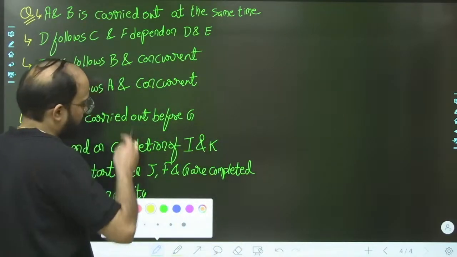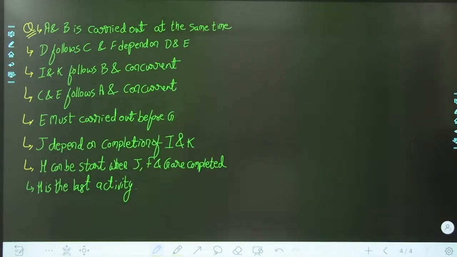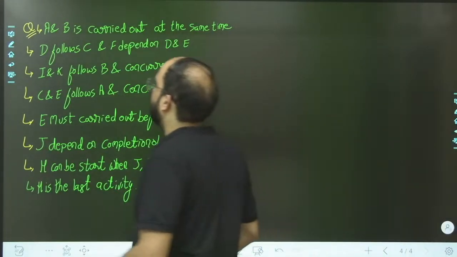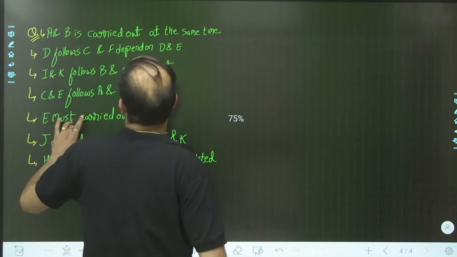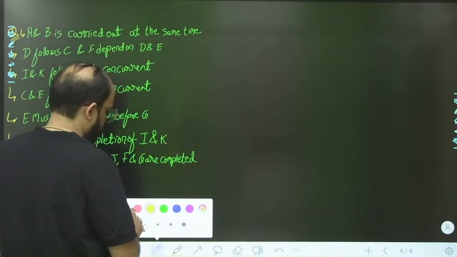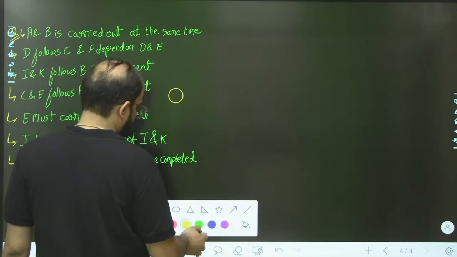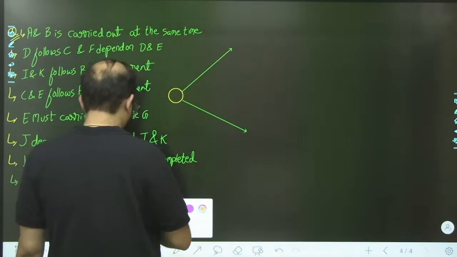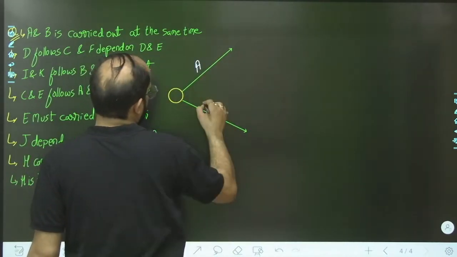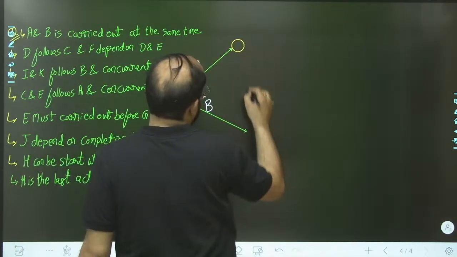Okay. So now we'll make this question. Last question it is. Now we are going to start this. First A and B will start concurrently. This is the initial node and it is having two activities, A and B. So this will be activity A and this will be activity B. Now it is having two nodes, this and this.